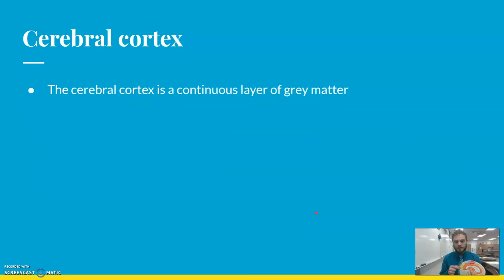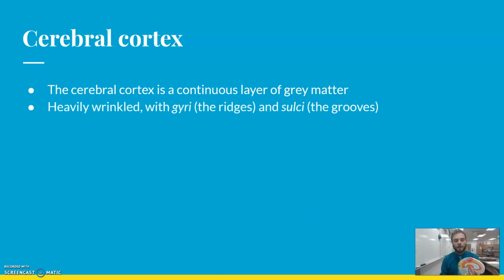The cerebral cortex, the outermost portion here, is a continuous layer of gray matter. So we saw in a video earlier the difference between white and gray matter. And you even saw a little bit in a picture of a brain that was sectioned, and you could see that gray matter running along the outside there. The cerebrum and the cortex is very, very wrinkled. You can definitely see the wrinkles that we have on here.